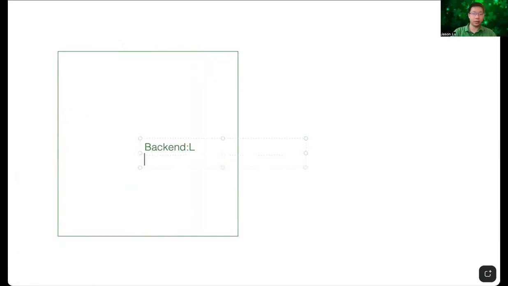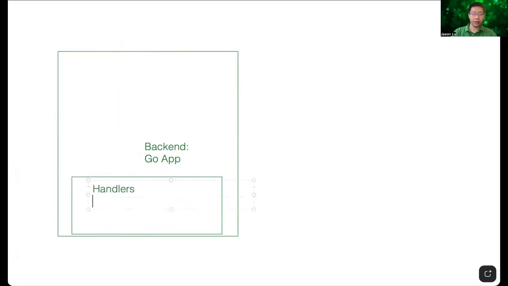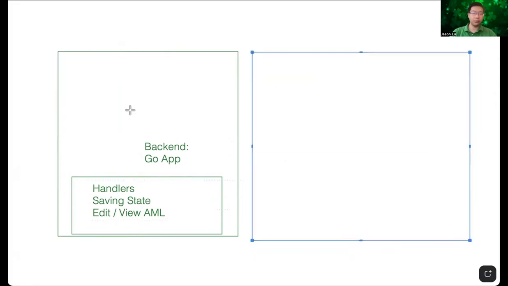Backend. We have the Go app. And within the Go app, you have basically something called handlers. So this is a bit of a throwback to Northeastern Web Dev a little bit. Handlers, and you have also something called a saving state and something called an edit view AML. And this is a finite state machine that goes into front end here, which we have, of course, HTML, edit HTML. So front end, edit.html, which is, of course, editing the AML transactions, and then view.html, which means viewing the AML transactions.